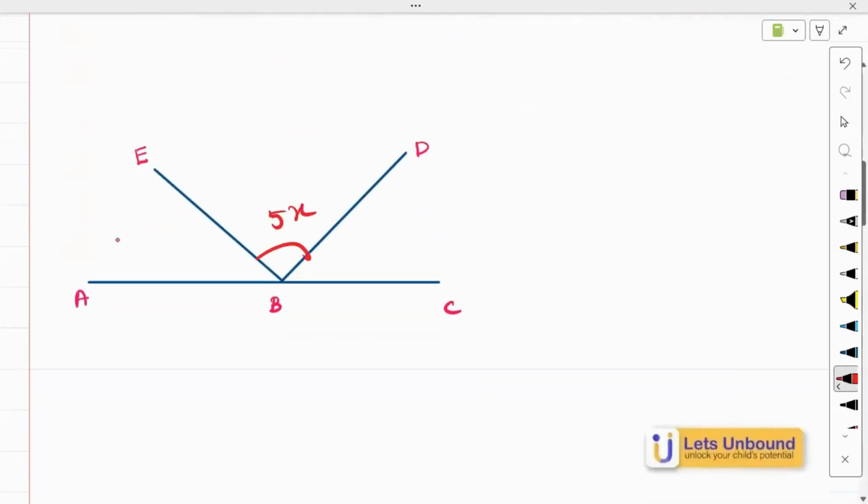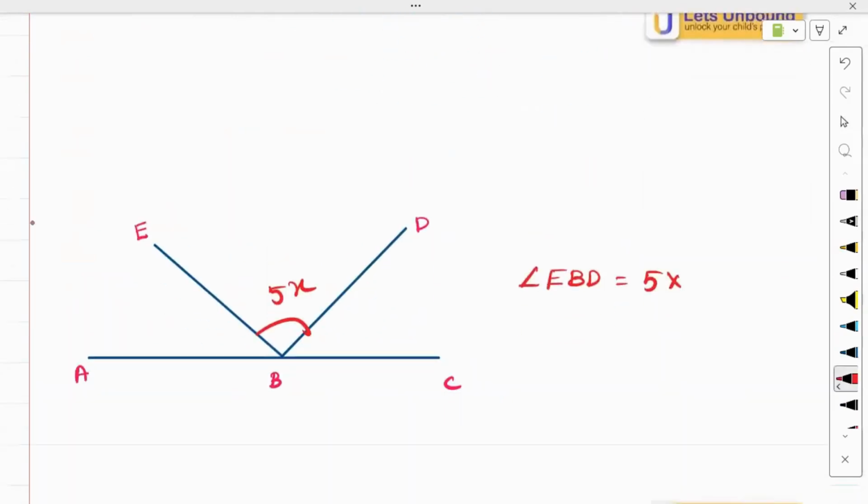EBD is 5 times x, and we know the x value: x is 20 degrees, so 5 times 20 is 100 degrees. This will complete the solution, right? That's a simple question which will give us 3 marks and it's quite easy too.